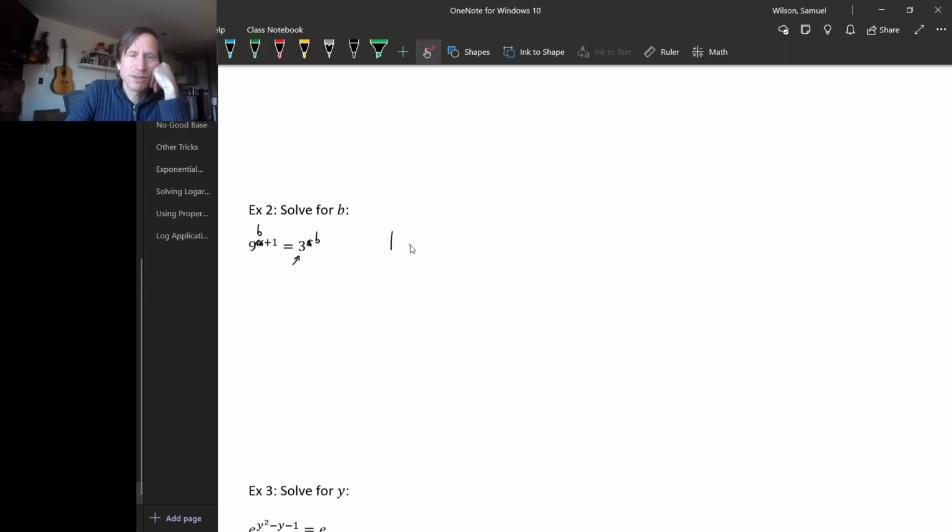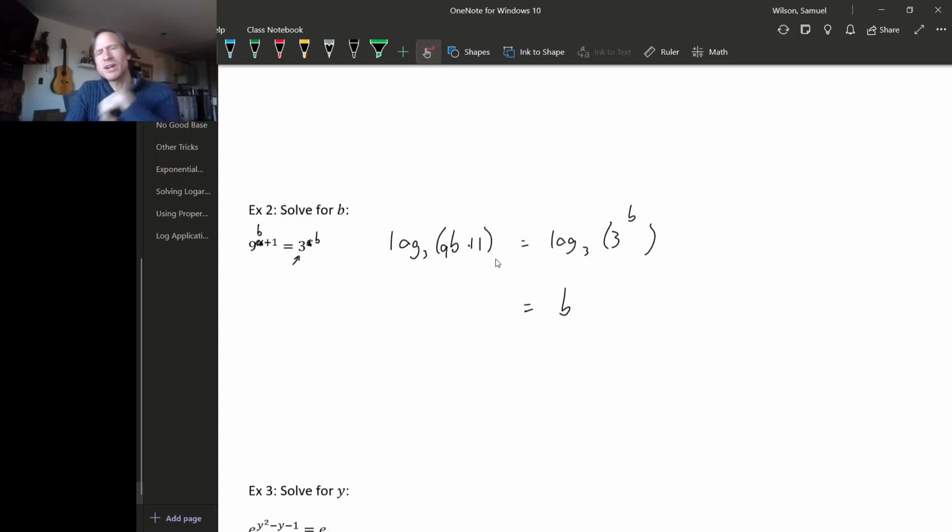So let's take log base 3 on both sides. So log base 3 of 9 to the b plus 1 equals log base 3 of 3 to the b. Okay, now on the right-hand side, the log base 3 just grabs that exponent, so we get b. On the left, we're going to have to work on this a little bit.